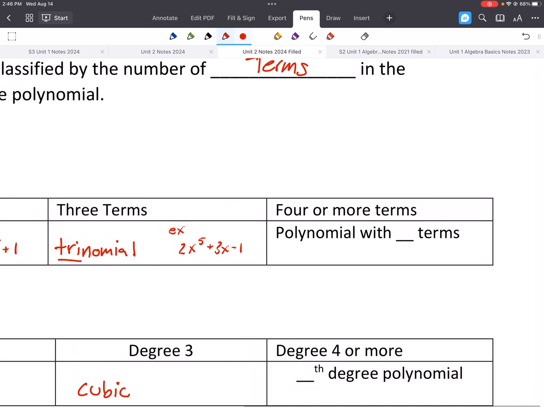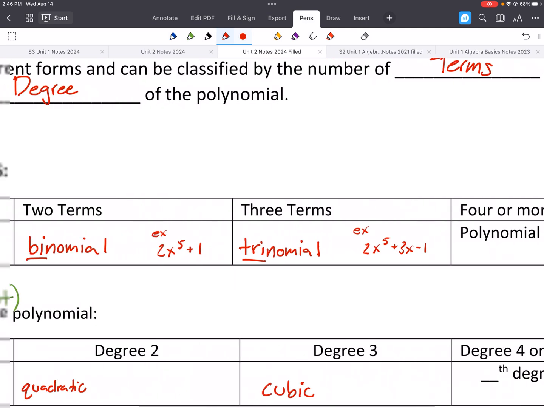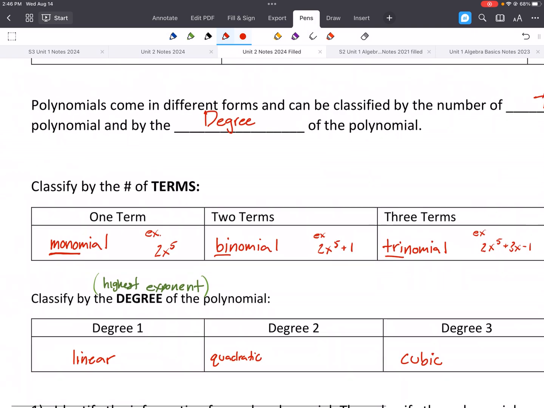If it's 4 or more, we're just going to call it a polynomial with that number of terms, so 5 terms or 6 terms. Just think of those prefixes: mono, bi, tri. Mono meaning like monopoly, one. Bi meaning like bicycle. Tri meaning like tricycle, 3 wheels, right?